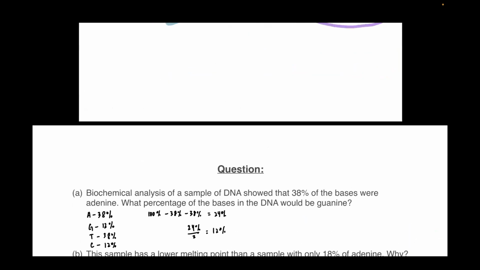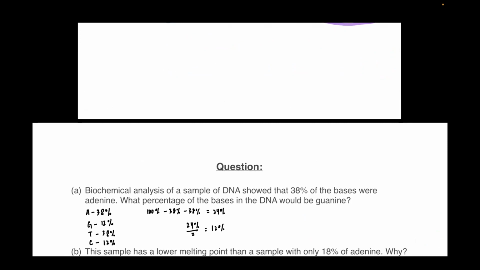Okay, so this sample has a lower melting point than a sample with only 18% of adenine. Why do you think that's the case? So the sample that we have has 38% adenine, and its melting point is lower than a sample with 18% adenine. Why is that the case?